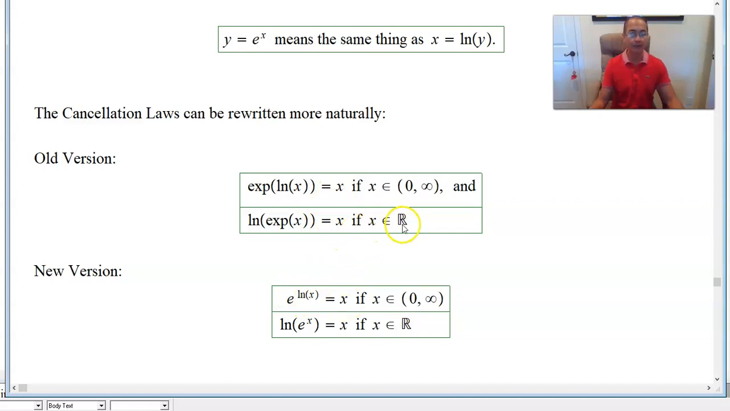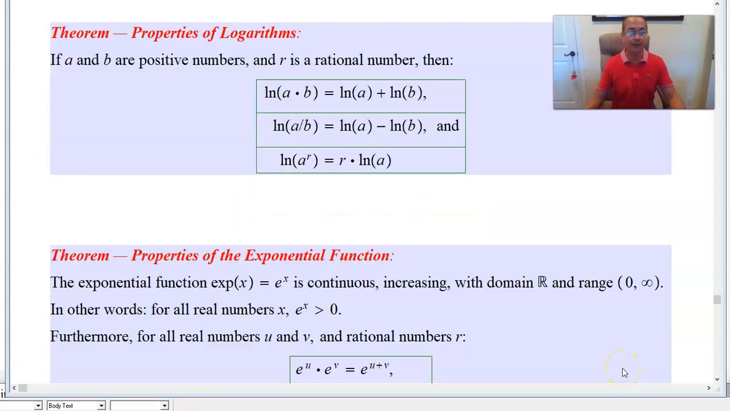For all real numbers r, we had as our old version ln of exp of r. See how clumsy that is? Must still be r. So this time, we can say that the ln of e to the x must also be x. Isn't that a lot more natural? No pun intended. All right, I said earlier that we're going to bring back the properties of logarithms, and here they are. For all positive numbers a and b and rational numbers r, ln of a times b must be ln of a plus ln of b. Ln of a divided by b must be ln of a minus ln of b. And ln of a to the power r must be r times ln of a.